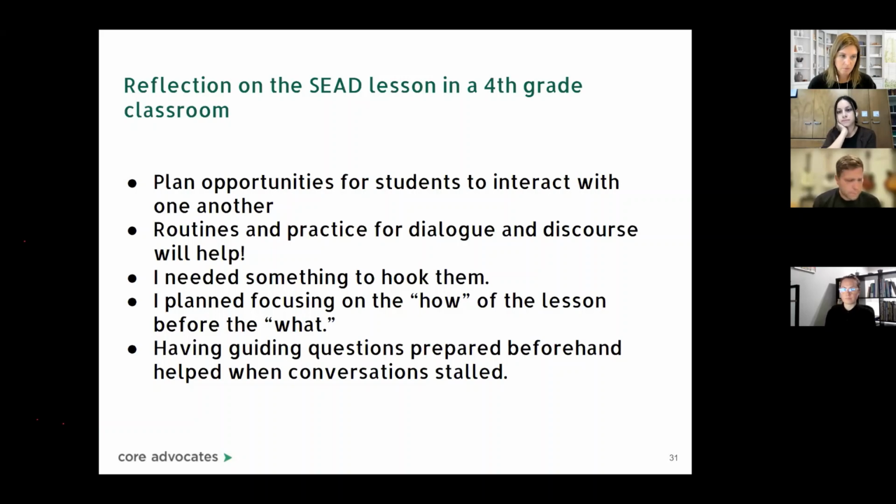Another thing, routines and practice for dialogue and discourse will help. I'm an instructional coach, so I do not have my own classroom anymore. I have to borrow my teachers' classrooms when I want to do something like this. Last year, of course, was a very interesting year in education. I know everyone in this Zoom room knows that. So as a result, there was not as much small group work because of COVID protocols. There was not as much discourse as there might have been in a normal year. So that was a little bit more challenging as I think back on this specific lesson.